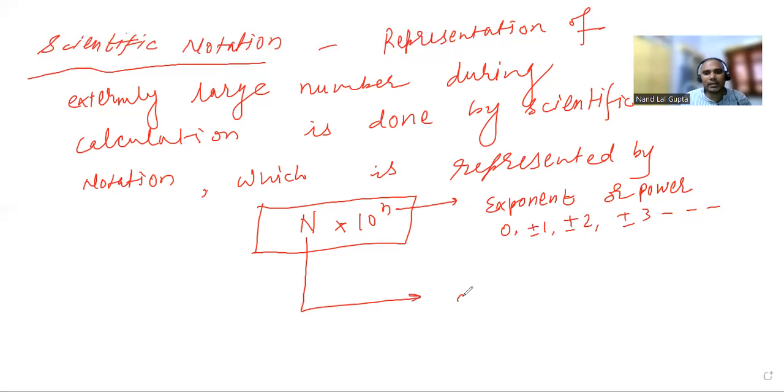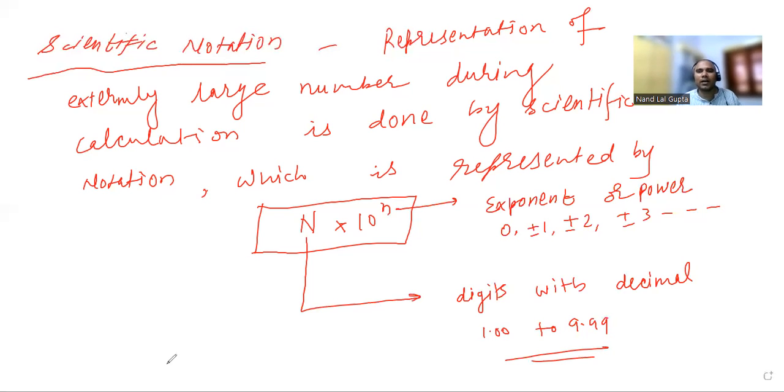Now, capital N is the digits with decimal. Its value ranges from 1.00 to 9.99. That is the representation. Getting my point? This is scientific notation.